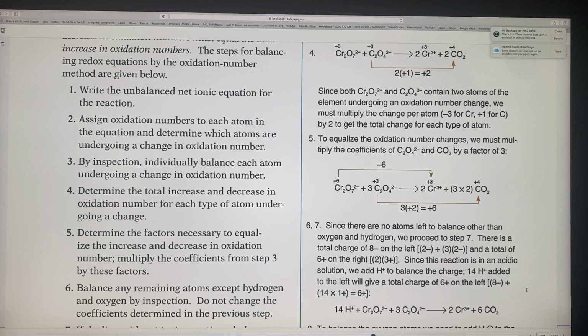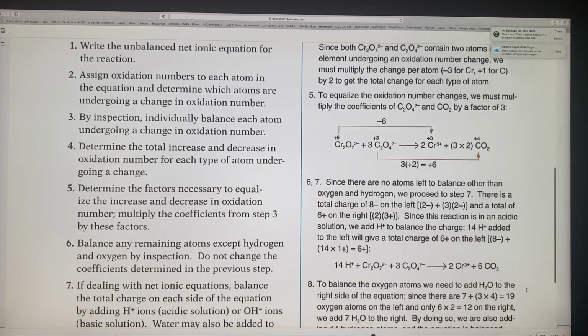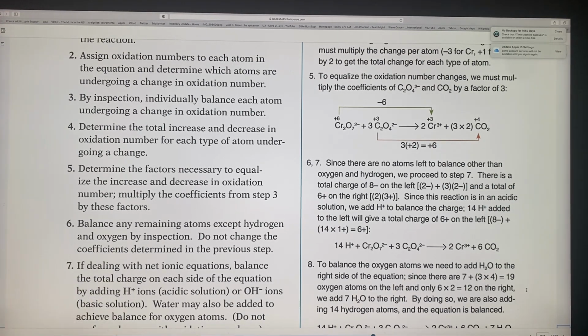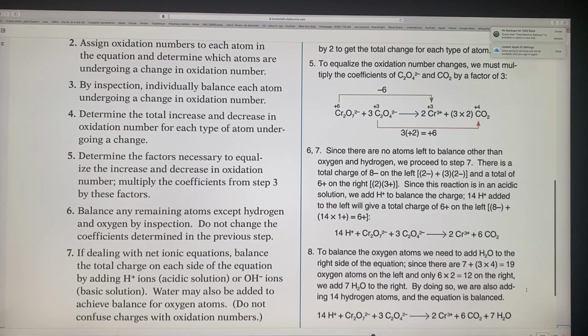And in number 4, we're going to determine the total increase and decrease in oxidation number for each type of atom, so we know what's increasing and what is decreasing. Same as we're doing up here, finding out which one's increasing and which one's decreasing. And then we're going to determine the factors necessary to equalize the increase and decrease in oxidation numbers. So we're going to put coefficients in front of each one to balance these oxidation numbers. So far it's been pretty easy.